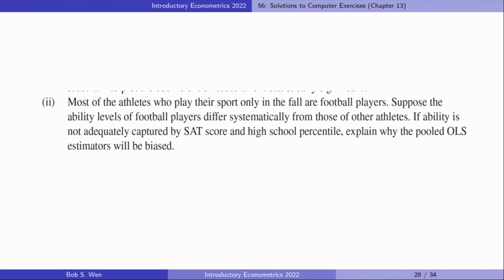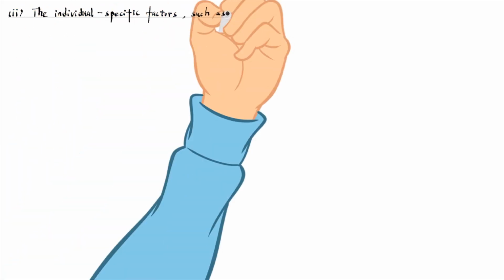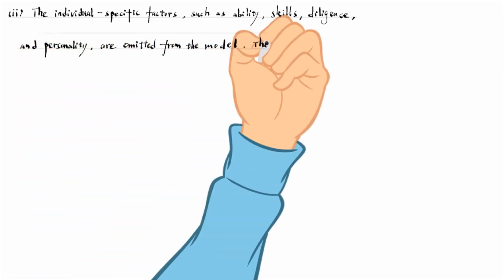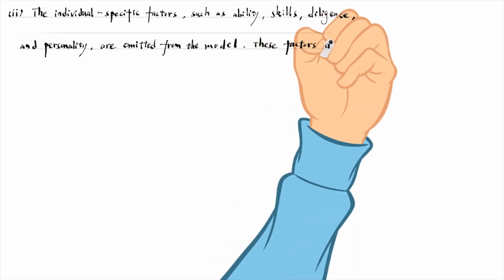In part 2, we are told that most of the athletes who play their sport only in the fall are football players. Suppose the ability levels of football players differ systematically from those of other athletes. If the ability is not adequately captured by SAT score and high school percentile, explain why the pooled OLS estimators will be biased. The individual specific factors, such as ability, skills, diligence, and personality, are omitted from the model. These factors are determinants of the term GPA.